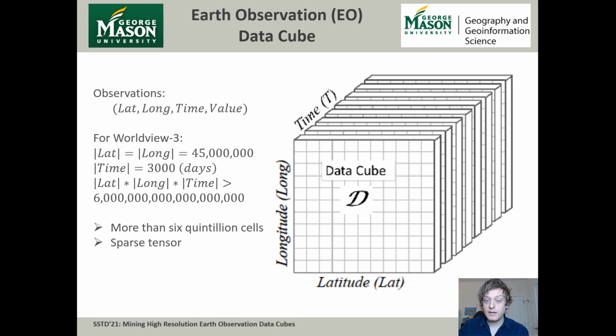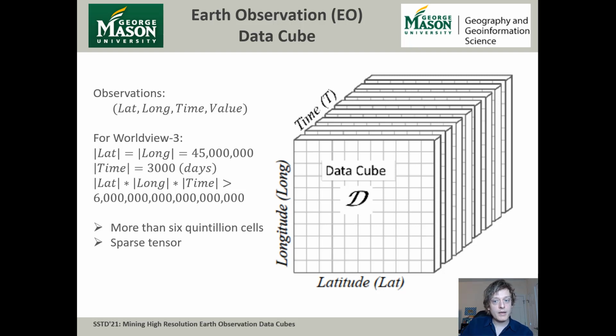Now I'm suddenly saying it's in the quintillions. The reason is that this data cube is sparse. The observations, the actual latitude, longitude, time triples for which we have an observation, is much smaller than the total possible longitude, latitude, time triples. And now you have an idea of what I mean when I say Earth observation data cube.